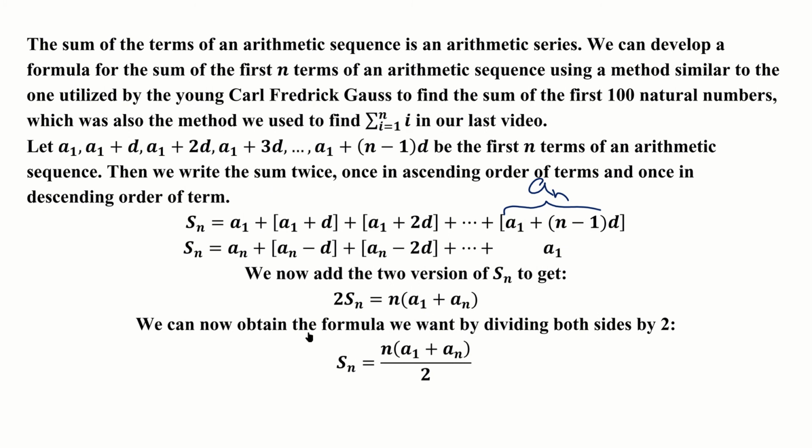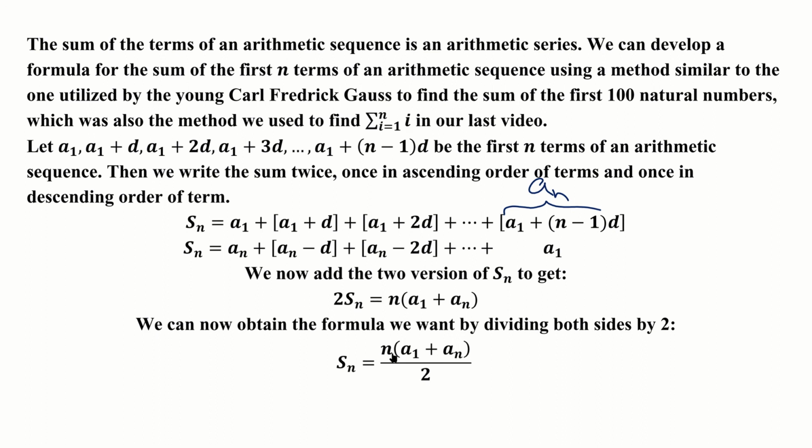So all I got to do to get the expression for Sn is divide both sides by 2. So that's how you end up with the sum of the first n terms of an arithmetic sequence being Sn equals n times quantity a1 plus an over 2. Just like that. And we're going to be using that sum formula, so we're going to want to keep that in mind.